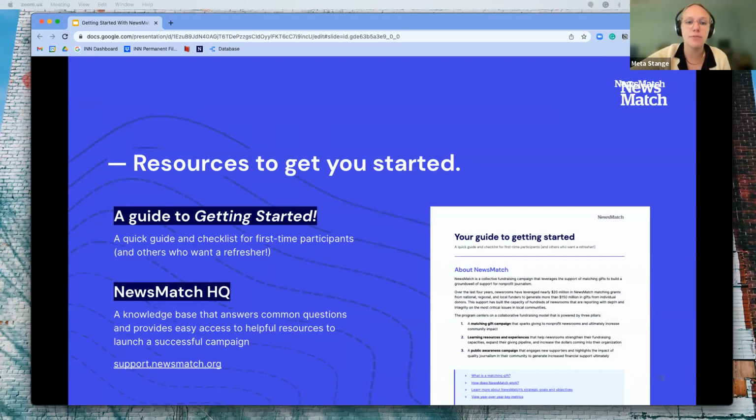It's also a really helpful resource to reference throughout the entire campaign and includes checklists of what you should have completed by each stage. This is a great resource to share with other members of your team in order to help you get organized.